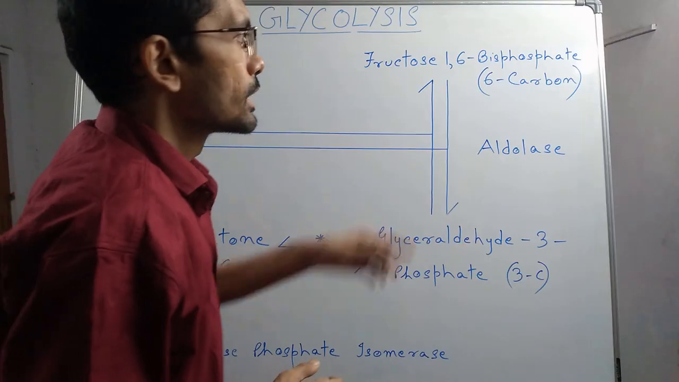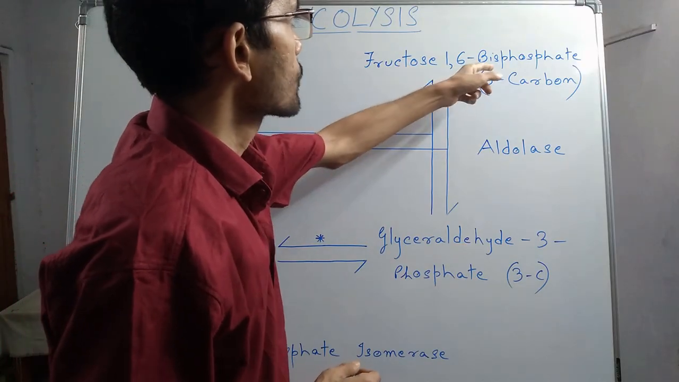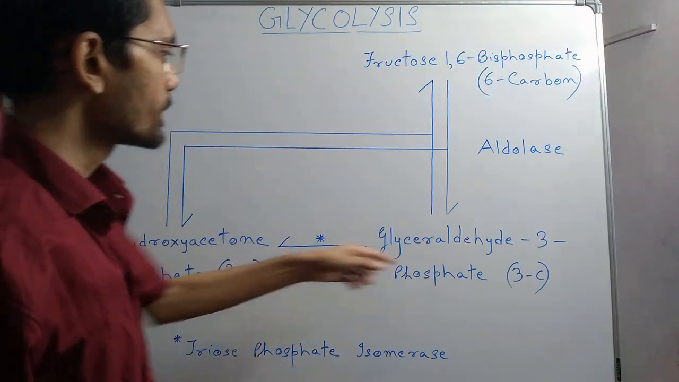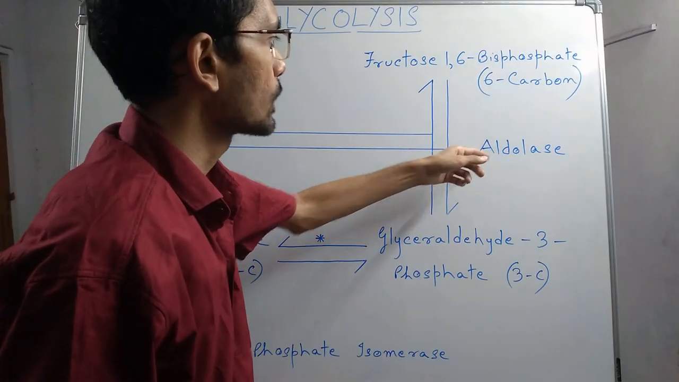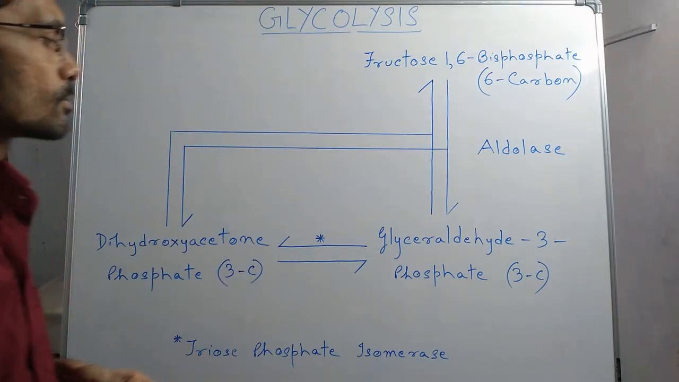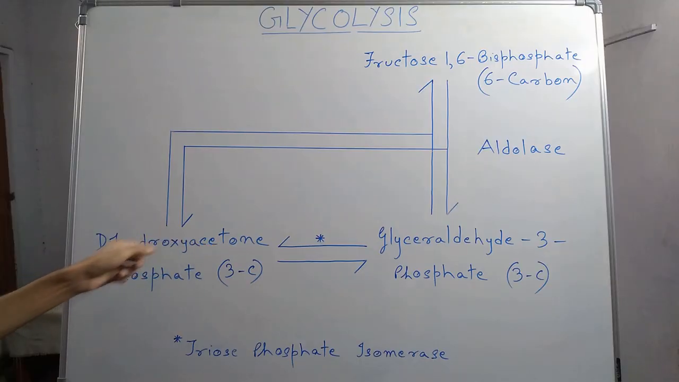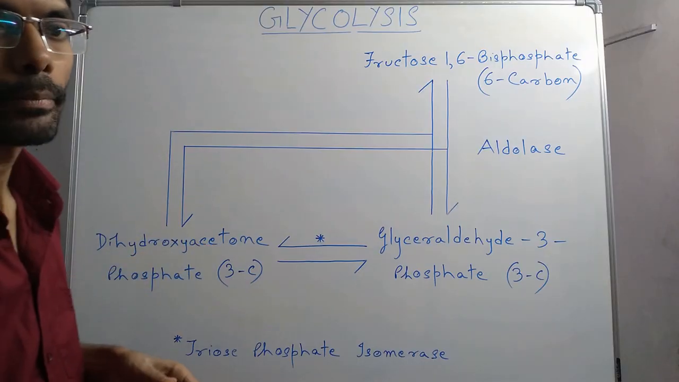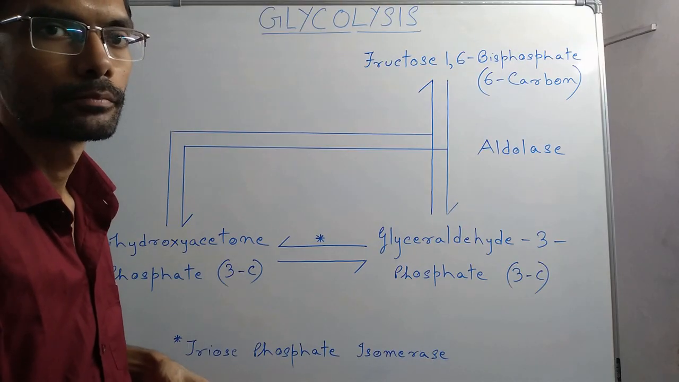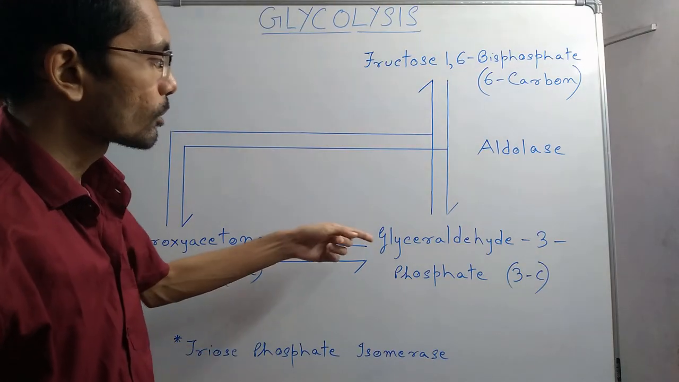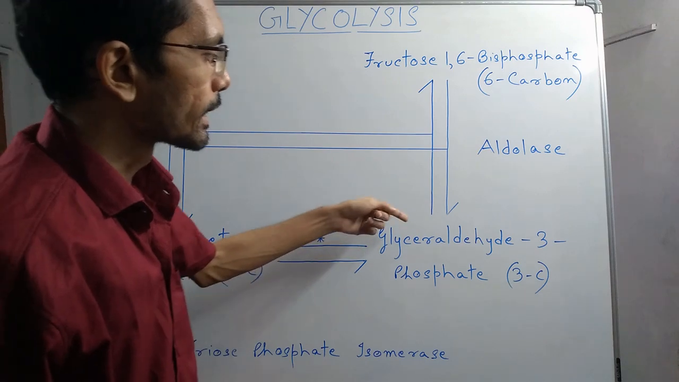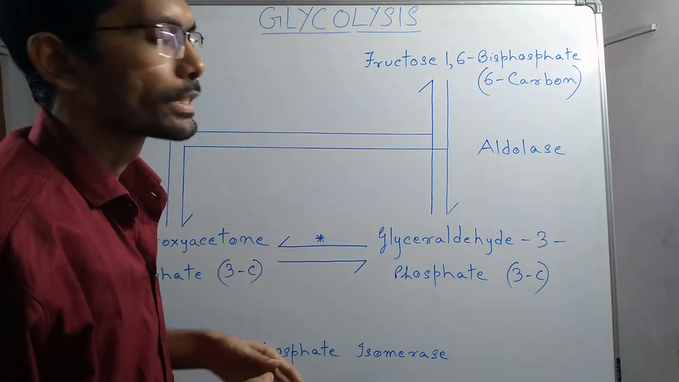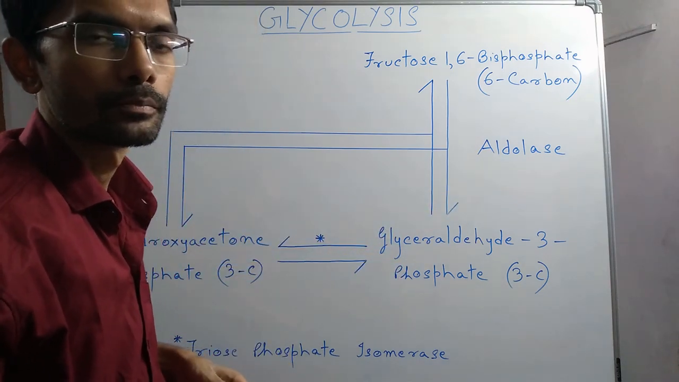In the next step, 6-carbon fructose 1,6-bisphosphate is cleaved into 2 3-carbon molecules by the enzyme aldolase. One of these molecules is dihydroxyacetone phosphate. But dihydroxyacetone phosphate cannot be metabolized to generate ATP. That's why it's isomerized to a more usable form, glyceraldehyde 3-phosphate, which is the other 3-carbon molecule.